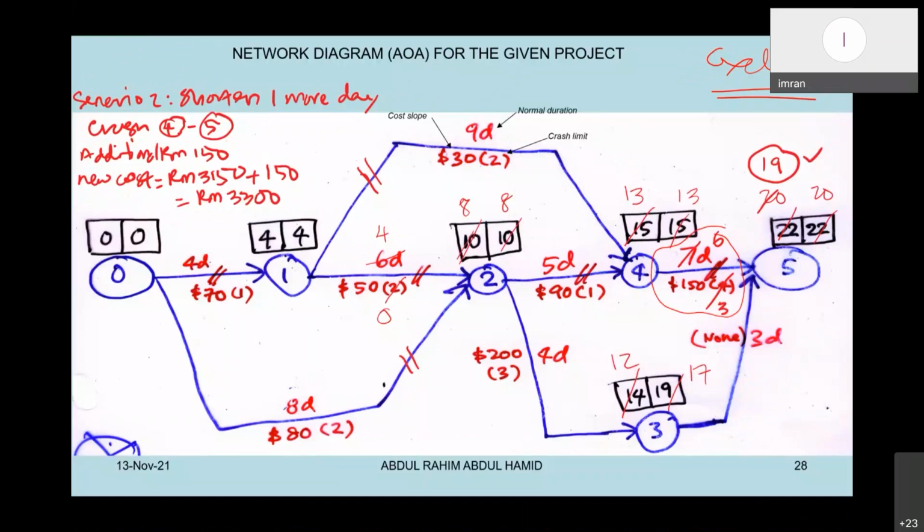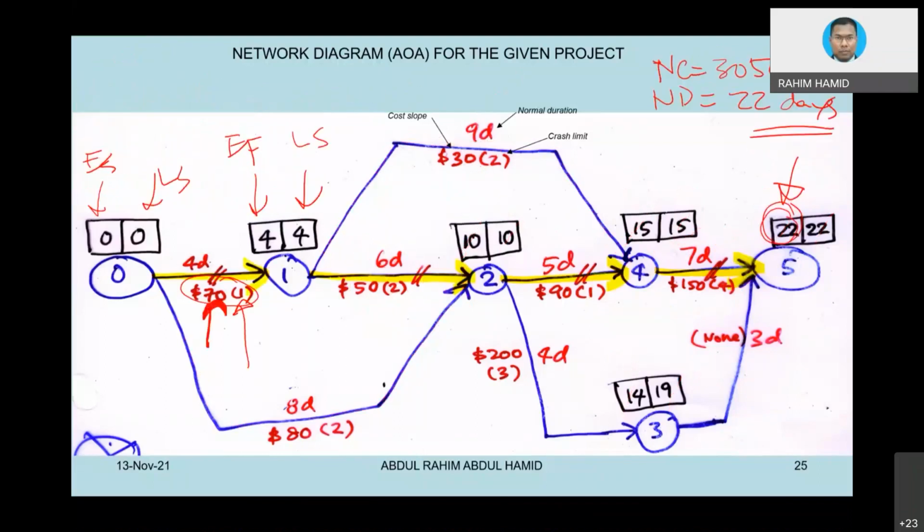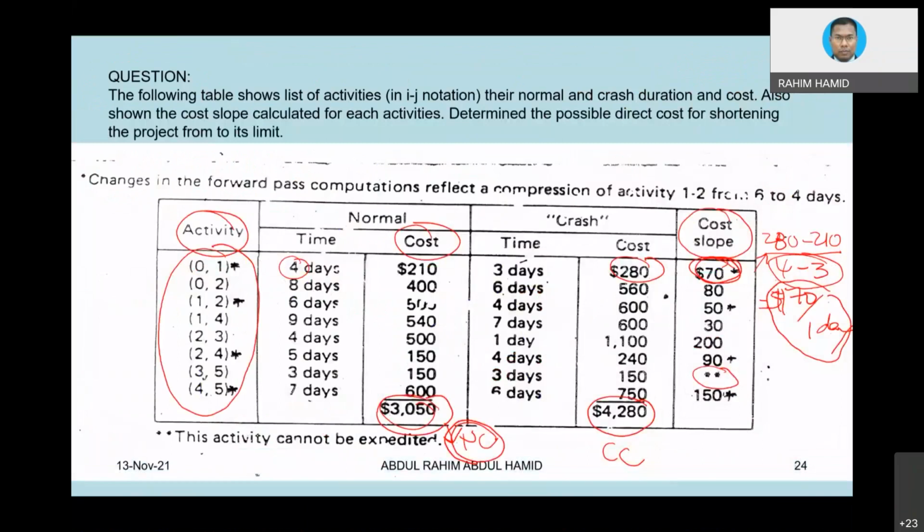Okay. Wait, I have a question. Yes. Why can activity 1-2 not be crashed more than 2 days? Activity 1-2, the limit is 2 days only. Why? Because the question says so. Okay, let's say the assumption is that for 1-2, that is the limit as given in the question.